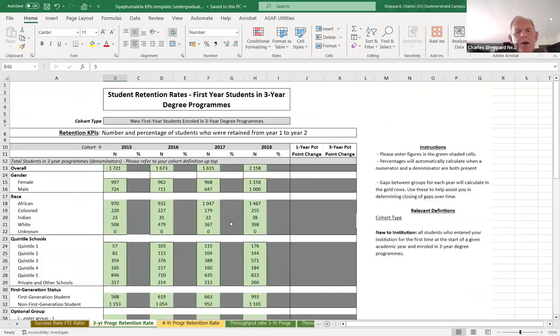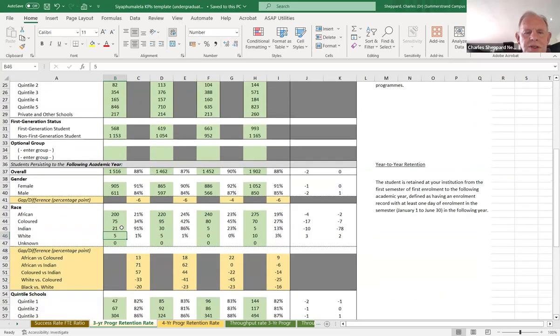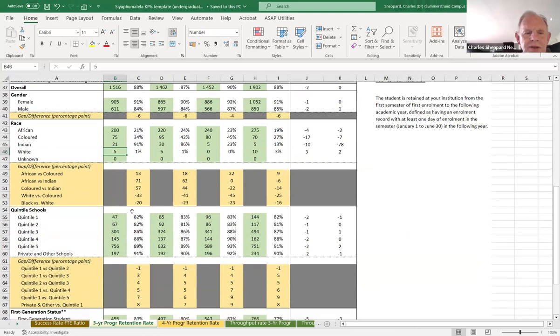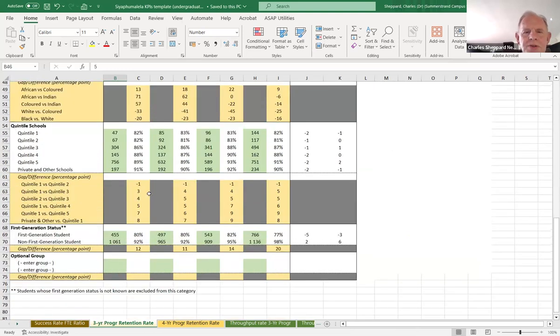Then there's the three-year program retention rate. This is where we look at the students that were enrolled, for instance, in 2015 that returned in 2016, and you can also do it by gender, race, quintiles, schools, first generation status. This is just to show you a template that was developed by Achieving the Dream. If you want to use it in your own institution, it's very interesting because it calculates here at the bottom the differences between the different population groups and gender, which can very quickly show you what are the gaps that you need to work on narrowing.